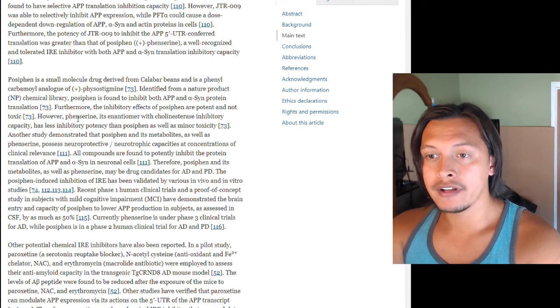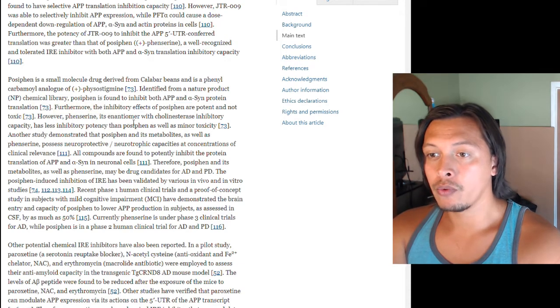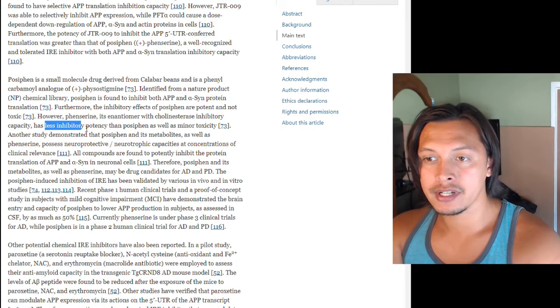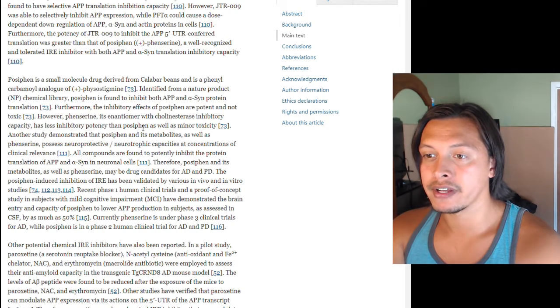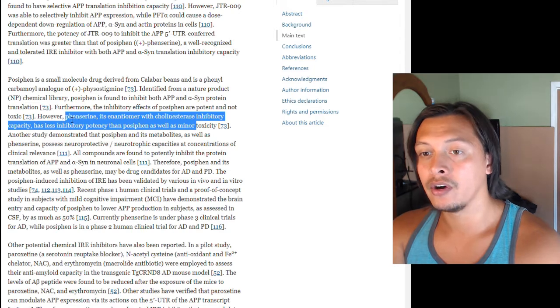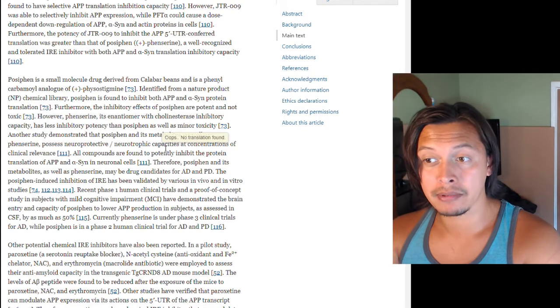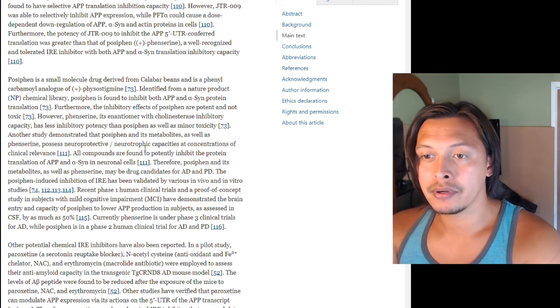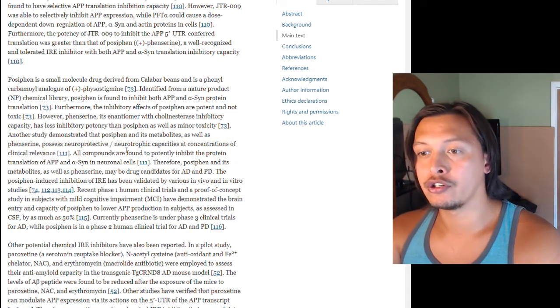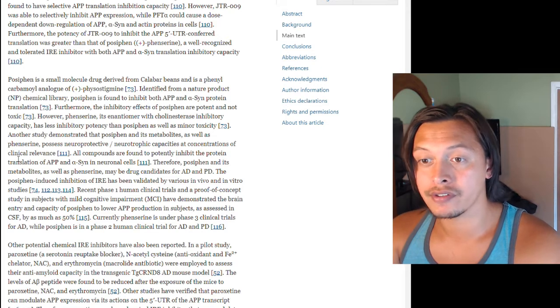However, phenserine, its enantiomer with cholinesterase inhibitory capacity, has less inhibitory potency than posifen, as well as minor toxicity. So don't worry too much about that. So another study demonstrated that posifen and its metabolites, as well as phenserine, possess neuroprotective/neurotrophic capacities at concentrations of clinical relevance.